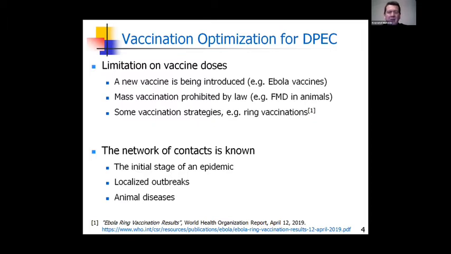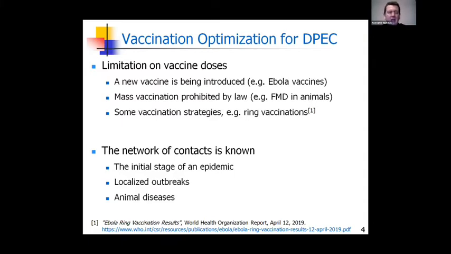Sometimes mass vaccination can be even prohibited by law, for example, in animals. In the case of the foot and mouth disease, it is so that in the EU you can't mass vaccinate, only reactive vaccinations are permitted. And also, of course, there exist some vaccination strategies like ring vaccination, for example, which involve vaccinating a limited number of individuals. As for the network of contacts, again, of course, there are some uncertainties in this case.